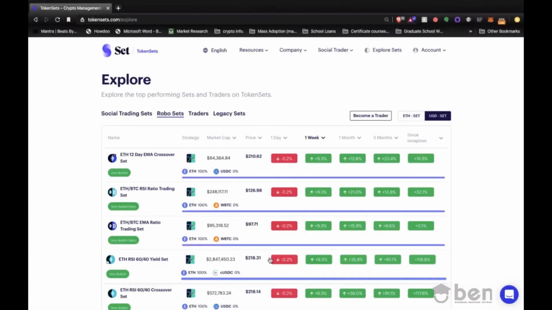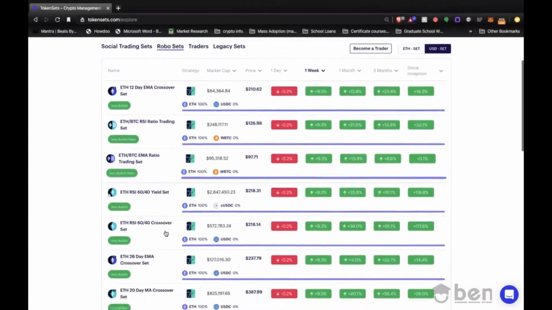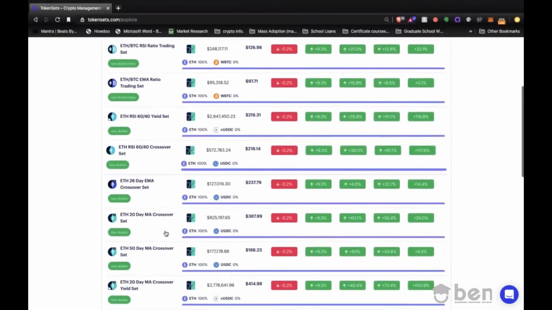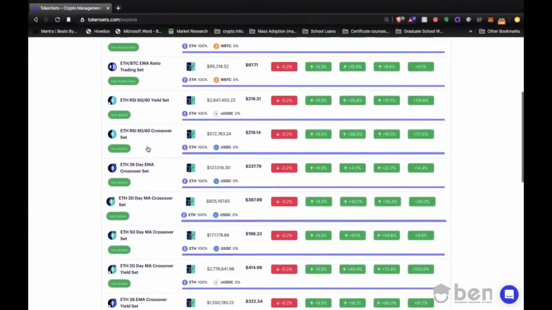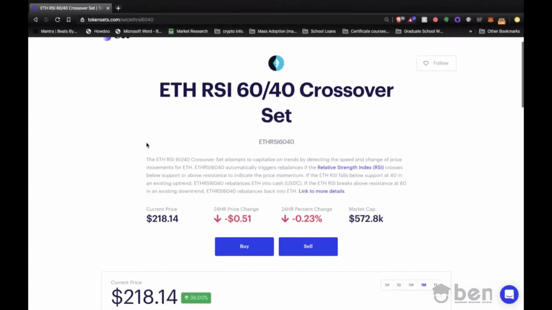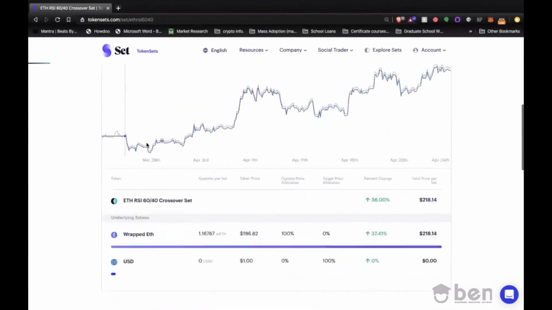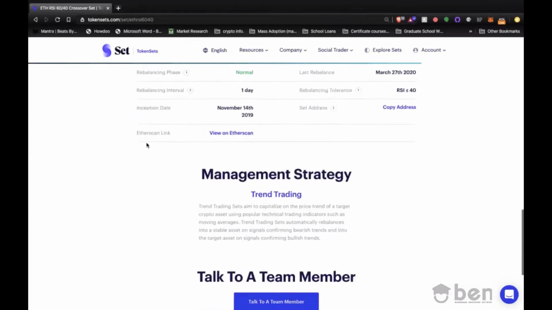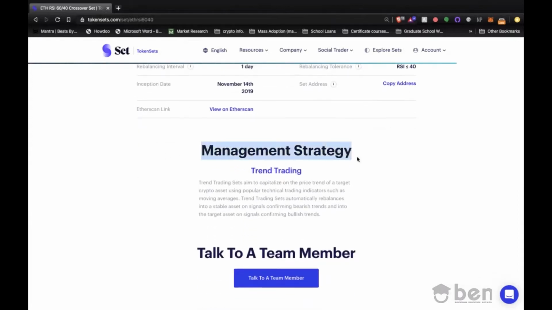First and foremost, we're going to talk about the trend trading strategy. And I'm just going to go right ahead and choose any random one. I'm going to go here to choose the Eath RSI 60/40 crossover set. So before we even break down what this set does or what it's comprised of, I'm just going to scroll down here to management strategy. And as you can see, it is a trend trading strategy.